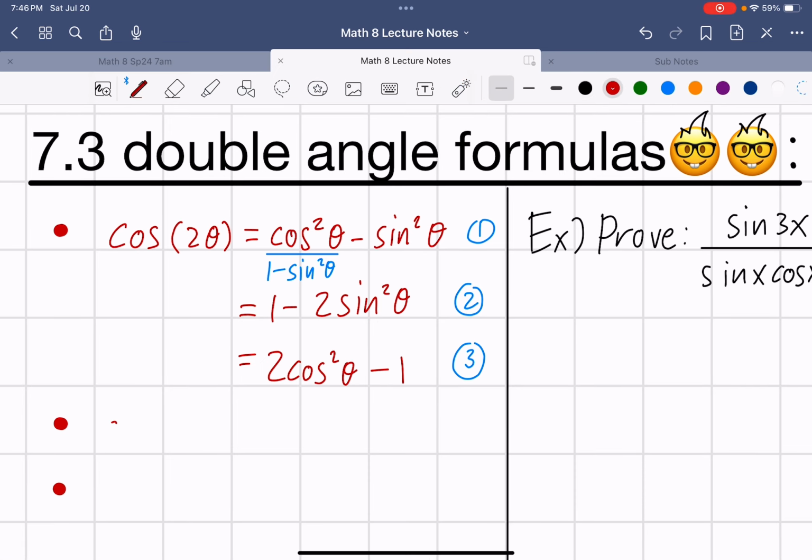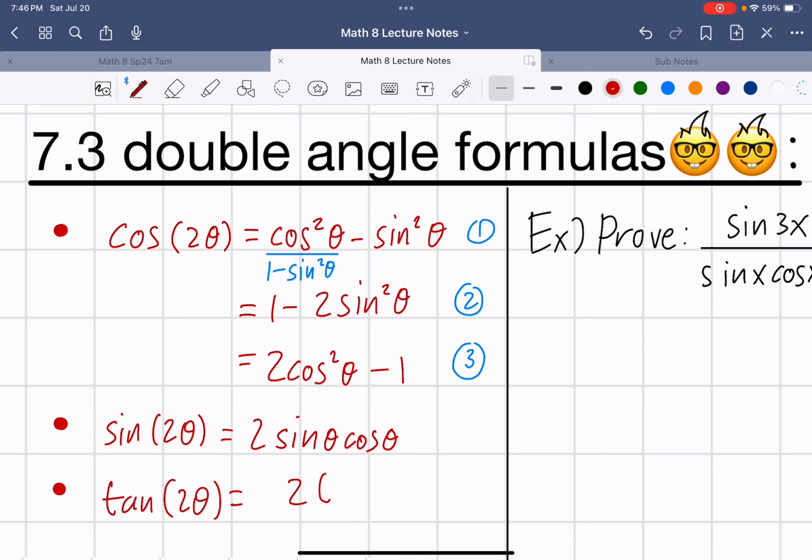And now for sine 2 theta, we'll have 2 sine theta cosine theta. And again, it's coming from the sum formula. For tangent, it gives me 2 tangent theta all over 1 minus tangent squared theta.